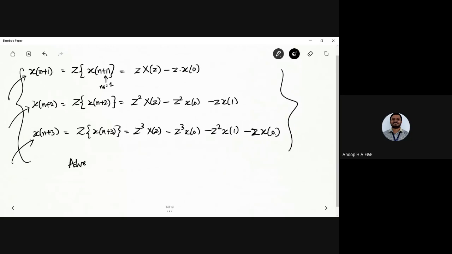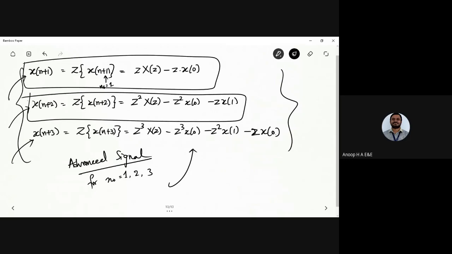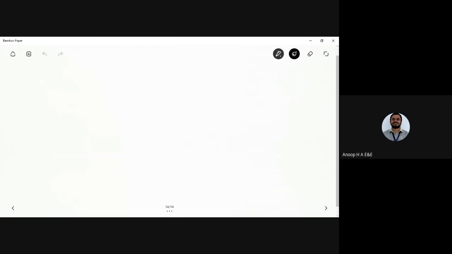Okay, advanced signal for n naught 1, 2 and 3. So these are the given sequences, how they would look, that is x(n+2), x(n+3), and how they would act, where you will be having the positive values of n naught, that is 1, 2 and 3. Okay, so let us solve one simple problem related to the difference equation, considering the delayed signals. So this is how the question would look.